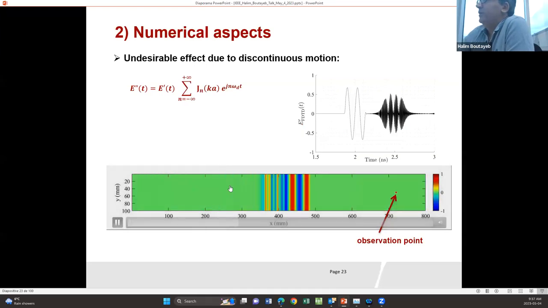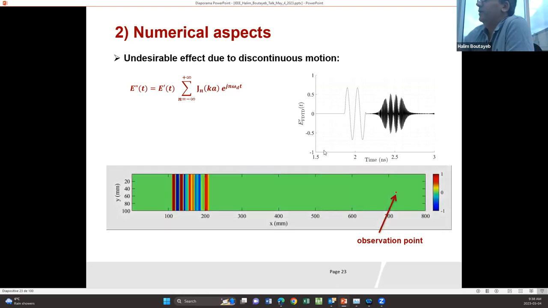The discontinuous motion has an effect. For example, if we move the plane wave source, we will get this effect here. We can see the Doppler effect as the plane wave source moves in this direction, with higher frequency and lower frequency due to the Doppler effect. We can also see undesirable waves here, propagating at lower speed because they occur at higher frequency. By using the dispersion equation, we made this wave propagate at lower speed. This one is not desirable.